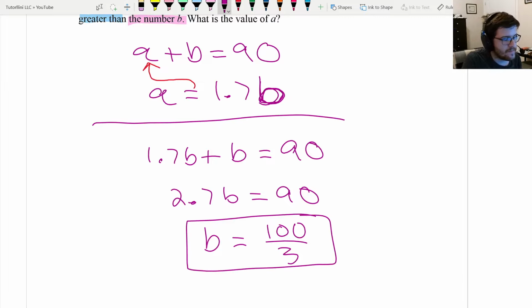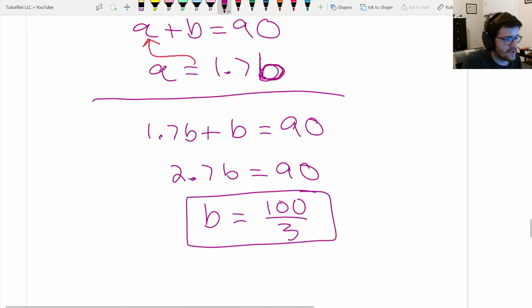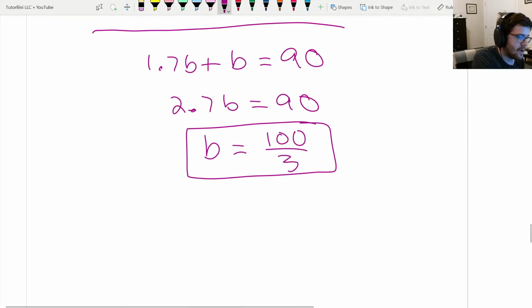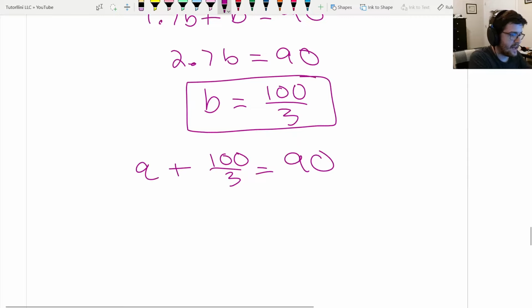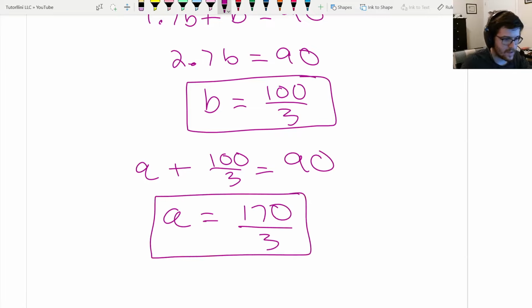Which is good. But it wants us to find A. So now I'm going to go back to A plus B equals 90. And I'm going to put in A plus 100 over 3 equals 90. And I'm going to subtract 100 over 3 from both sides. And I get A equals 170 over 3. And that should be our answer.